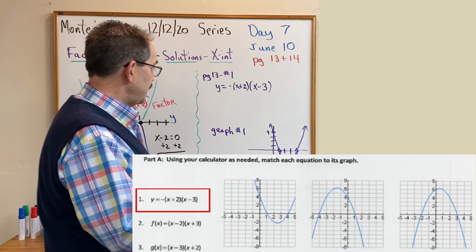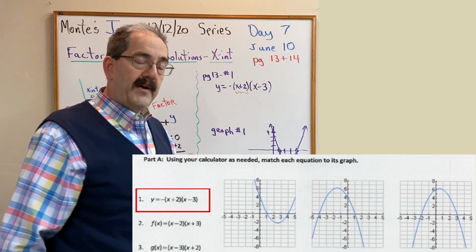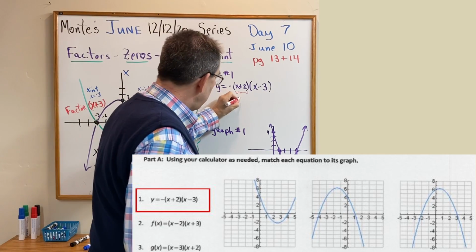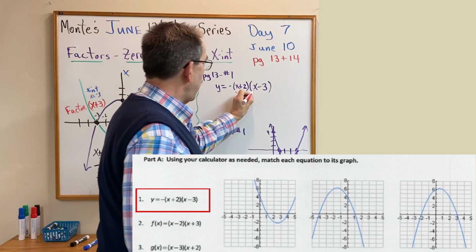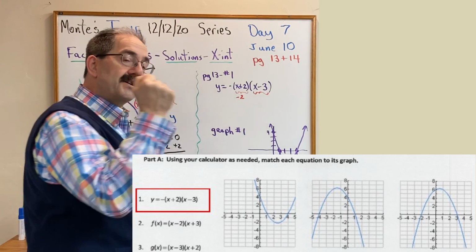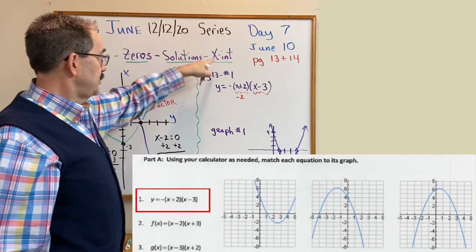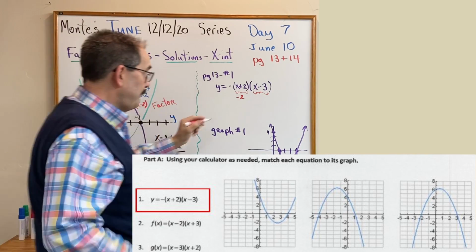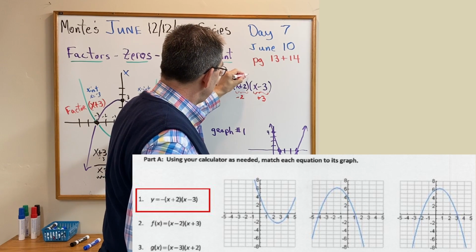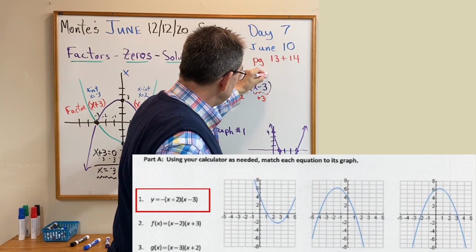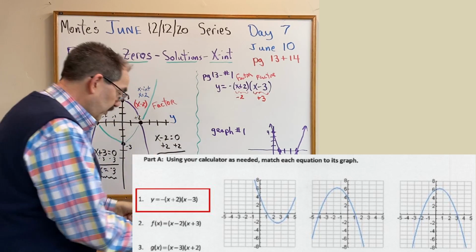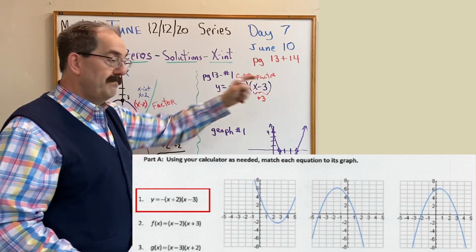What is the opposite of x plus 2? What makes that a 0? -2. X minus 3. What makes that a 0? The zero, the solution, the x-intercept. It's the opposite. +3. So that's a factor. That's a factor. Okay? We're looking for one of the graphs that crosses at -2 and +3.